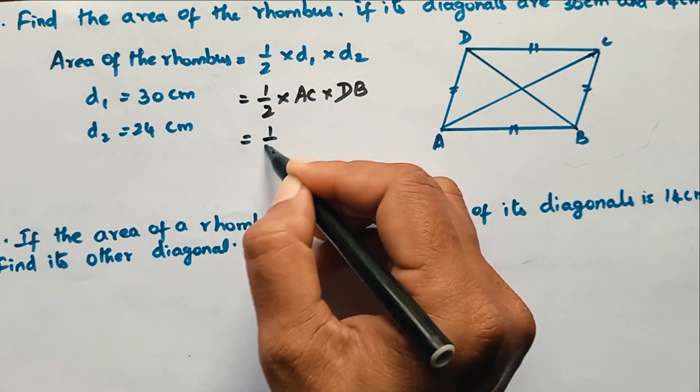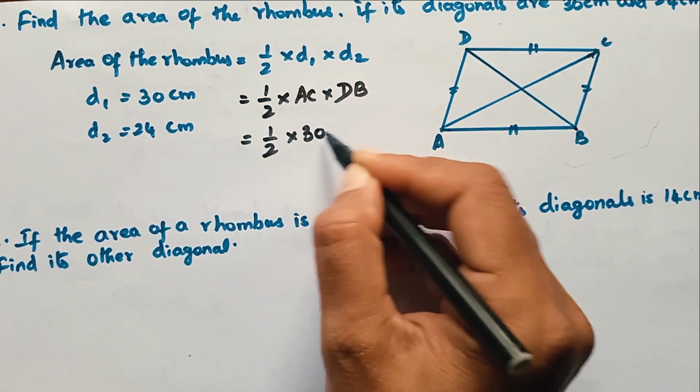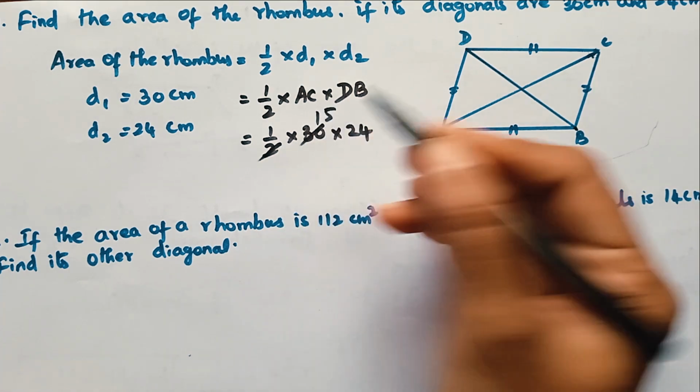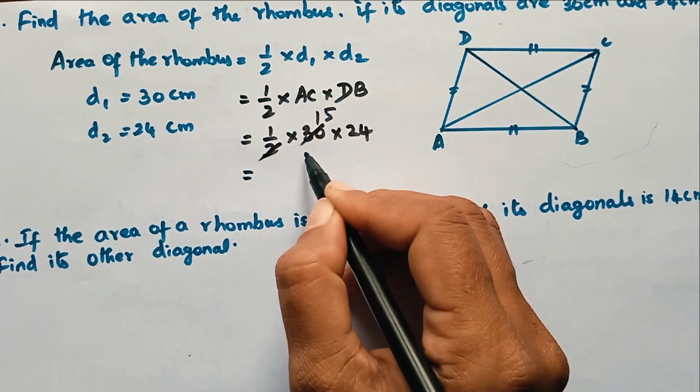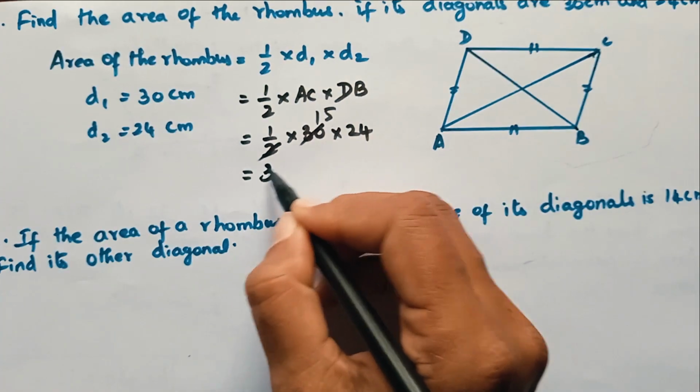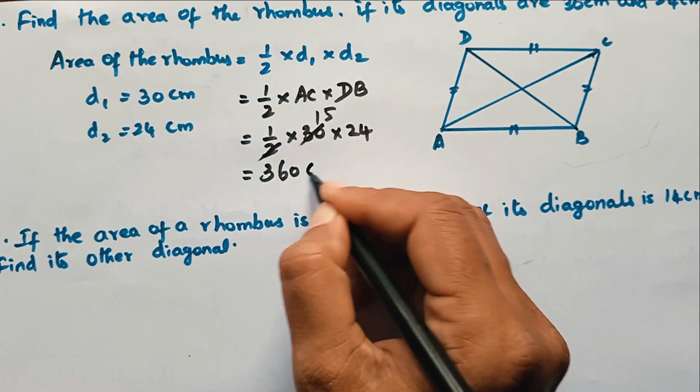Okay. So, substitute the values 30 into 24. Cancel out 2. You will get 15. Okay. 15 into 24 is 360 centimeter square.